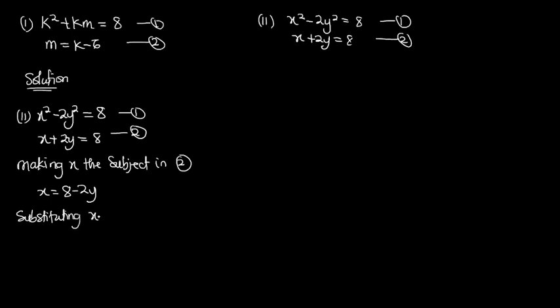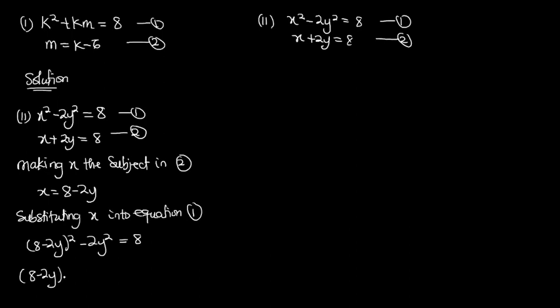So from here I can say substituting the value of x, which is 8 minus 2y, into equation 1. So I'm going to have in bracket 8 minus 2y squared minus 2y squared is equal to 8. So this means I have 8 minus 2y, another 8 minus 2y, minus 2y squared is equal to 8.